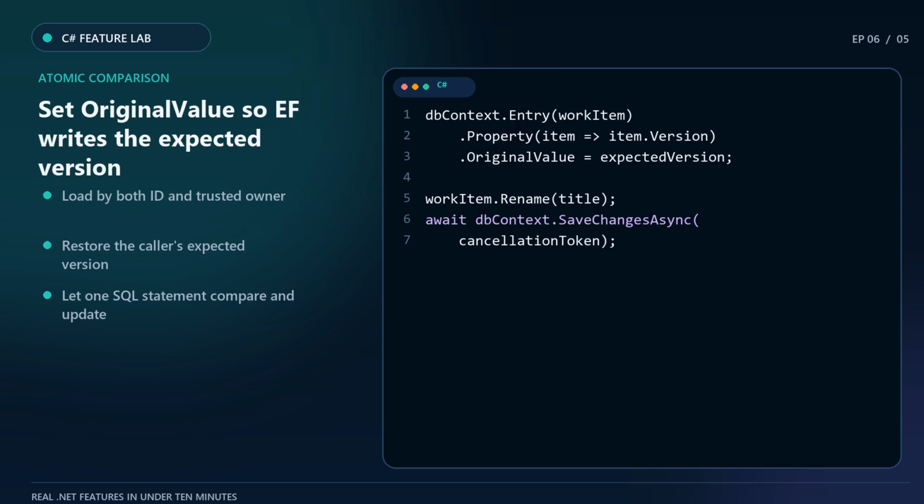The loaded entity contains the database's current version, but EF needs the caller's expected version as the original value. We set that explicitly, then call rename, which changes the title and advances the current version. SaveChanges produces one update whose where clause contains both the primary key and the expected version. The comparison and write happen together in the database, leaving no gap for another request to slip through.